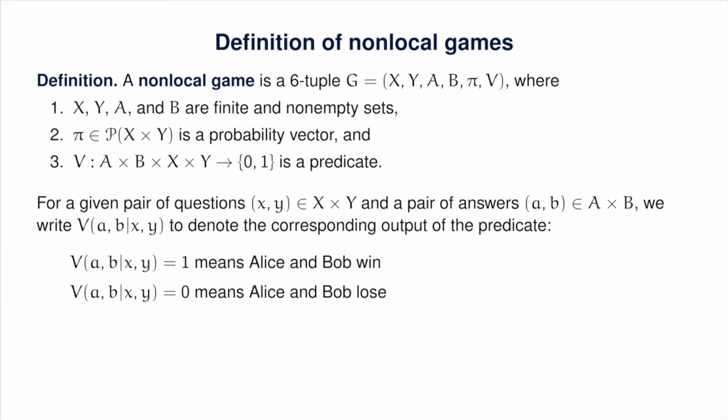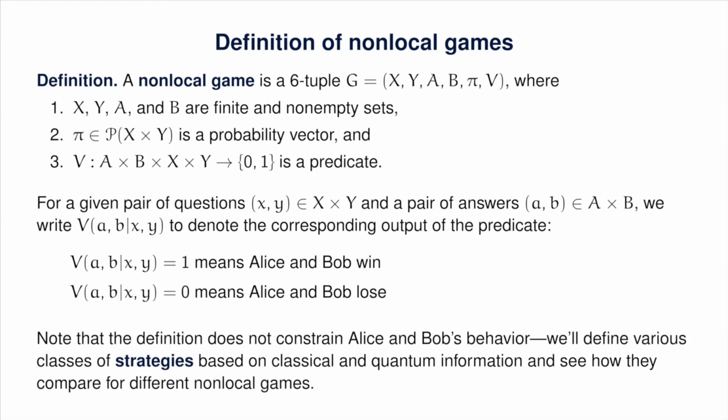Some non-local games are more interesting than others, but we are free to consider whatever non-local games we wish according to this definition. Notice that the definition of a non-local game doesn't say anything about Alice and Bob's behavior, which is something I already alluded to. We may consider different sorts of strategies based on classical information and quantum information, as well as more abstract notions of strategies, such as no-signaling strategies, and we'll get to that later. But for now, you can intuitively think about the inability of Alice and Bob to communicate with one another as being the principal challenge they face when trying to win a non-local game.